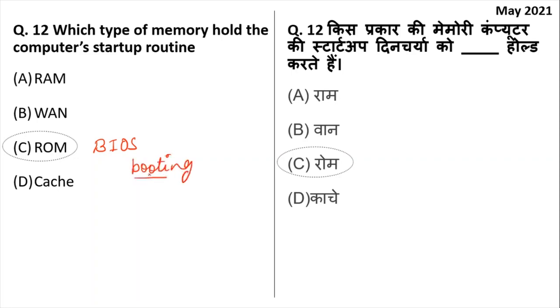Booting means when you click the power button of the computer and when the desktop appears on the screen, the time frame that happens between 30 seconds or 1 minute. So at that time, the booting process is done by the BIOS program, which is inside the ROM. Okay, so ROM, read-only memory, holds the computer startup information.